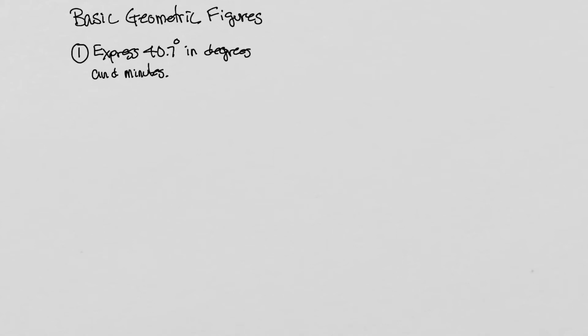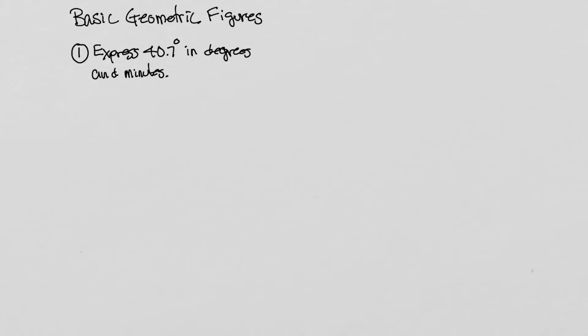In this chapter, we're going to explore basic geometric figures, and in these figures, we're going to have angles. And what we're going to do is convert angles from degrees to maybe degrees in minutes. So let's start here with this one, 40.7 degrees. Let's express this in degrees in minutes.